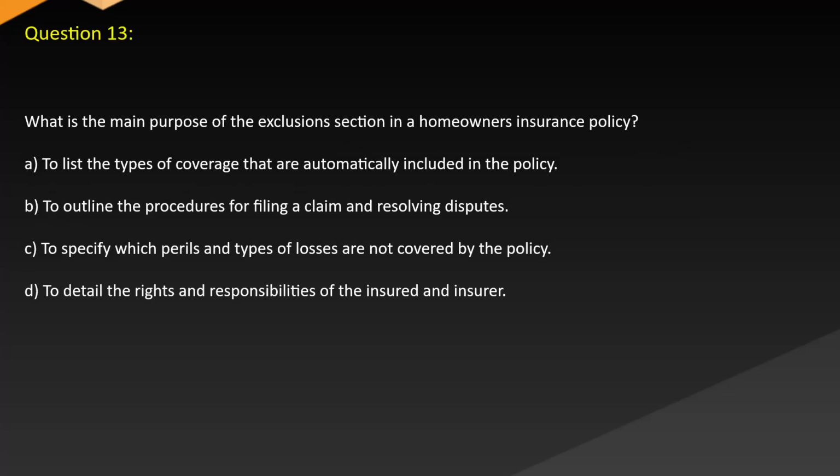Question 13. What is the main purpose of the exclusions section in a homeowner's insurance policy? A. To list the types of coverage that are automatically included in the policy. B. To outline the procedures for filing a claim and resolving disputes. C. To specify which perils and types of losses are not covered by the policy. D. To detail the rights and responsibilities of the insured and insurer.